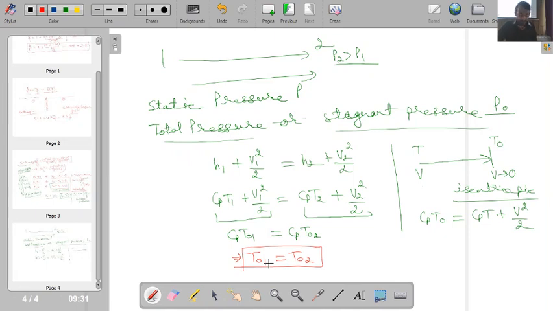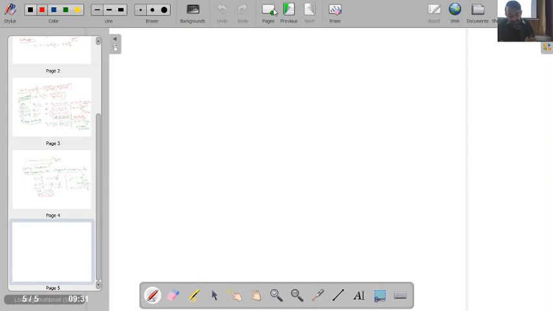Now let's try to find the next situation. Next, we have to find out the value of stagnation pressures. Is this one clear? So for finding out stagnation pressures, let's consider that this is my shock wave. Say this is one fluid element over here, and this is another fluid element over here.